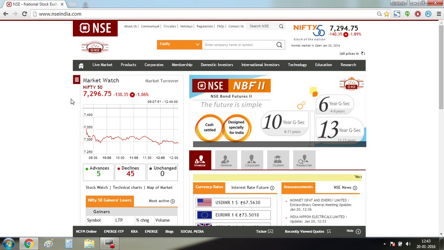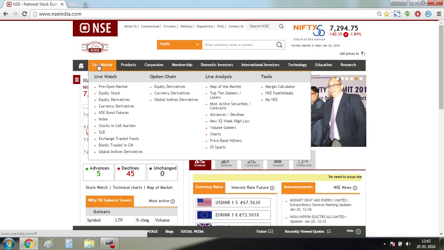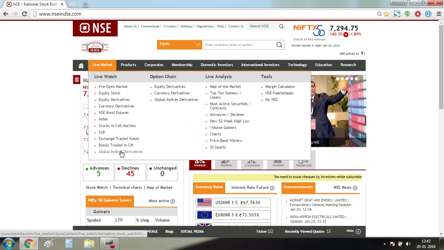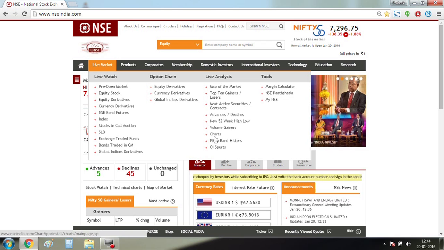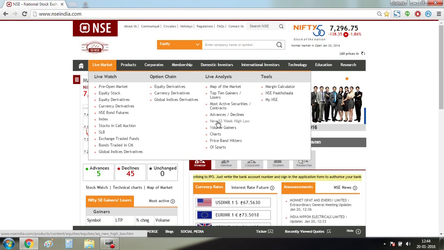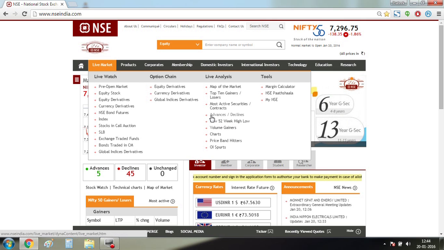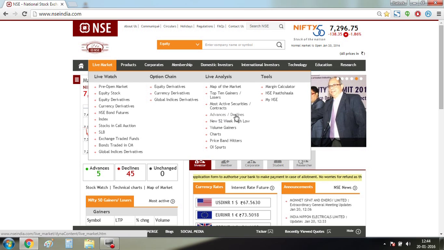Another tab which is of interest to you is this, the live market tab. You can find tools to use while the markets are active. For example, if you want to know which are the stocks which are hitting circuits, this is where you need to go. There is a chart section separately on NSE which you can learn to use. If you want to know which stocks are hitting their 52-week high or low, this is the tab to go to. Now, of all the stocks that are there on NSE, which of them are advancing or declining, this is the tab which will tell you more in detail about them.